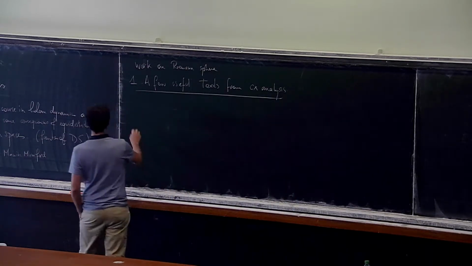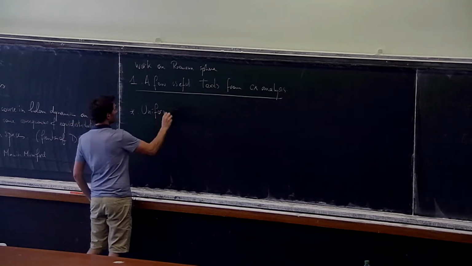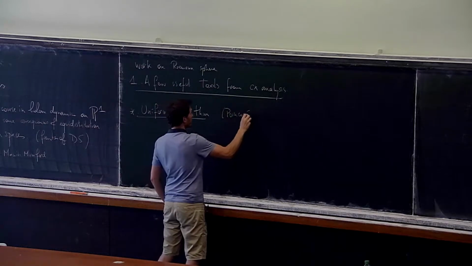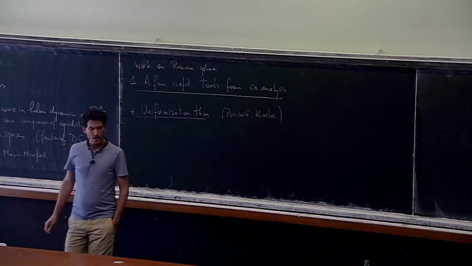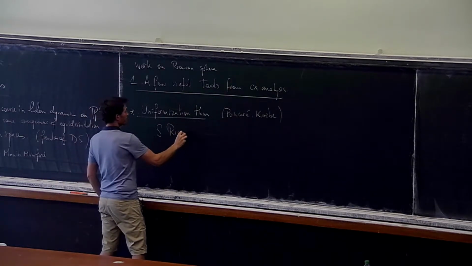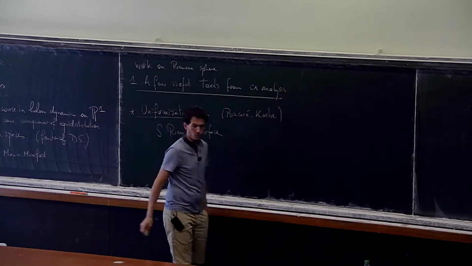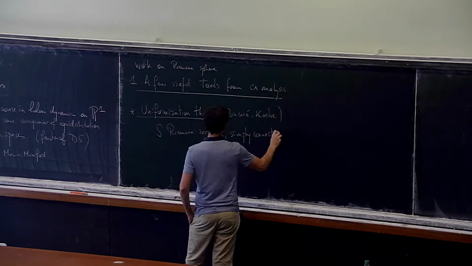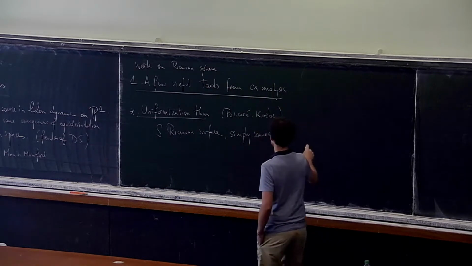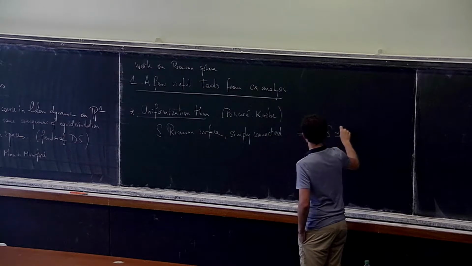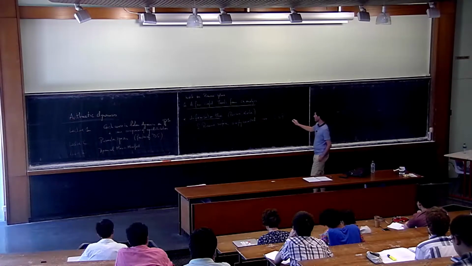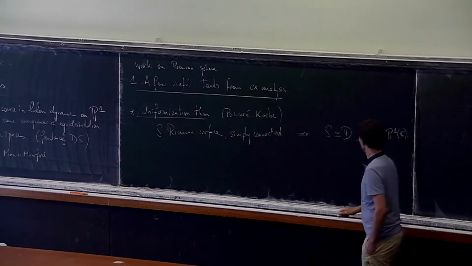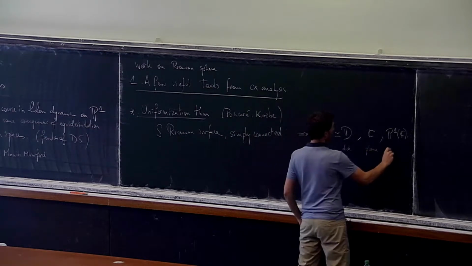The first thing I'll need is the uniformization theorem, which is due to many people, but certainly we should cite the names of Poincaré and also Koebe. It says the following. If you take a smooth Riemann surface S which is simply connected, then you have only very few choices. Either S is the unit disk in the plane, or it is the plane itself, or it is the Riemann sphere: the disk, the plane, or the sphere.